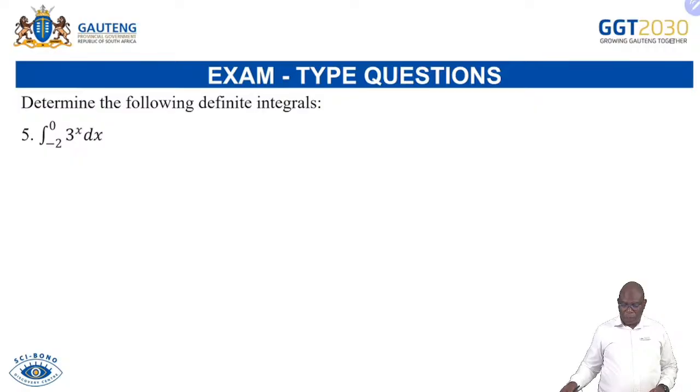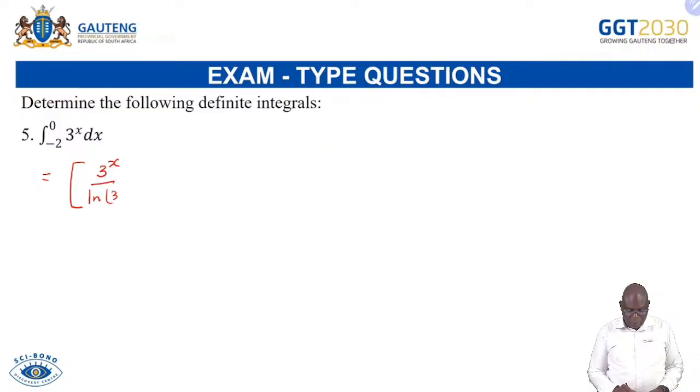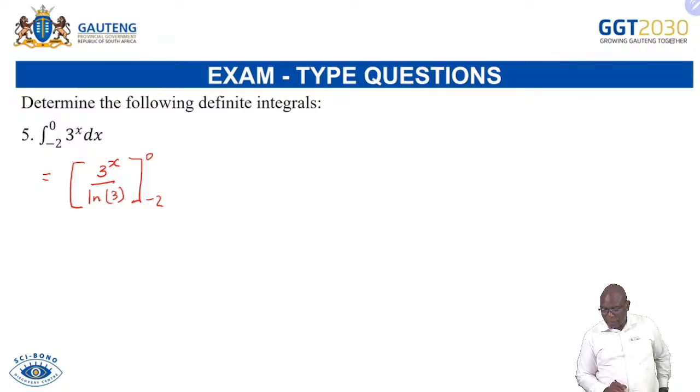All right. Now, the next question here will be to get the integral of an exponential function. So here I know that I do not need to simplify this. It's 3 to the power of x all over ln of 3. And then I don't write plus c, remember? Then I have a 0 and a minus 2. Okay.